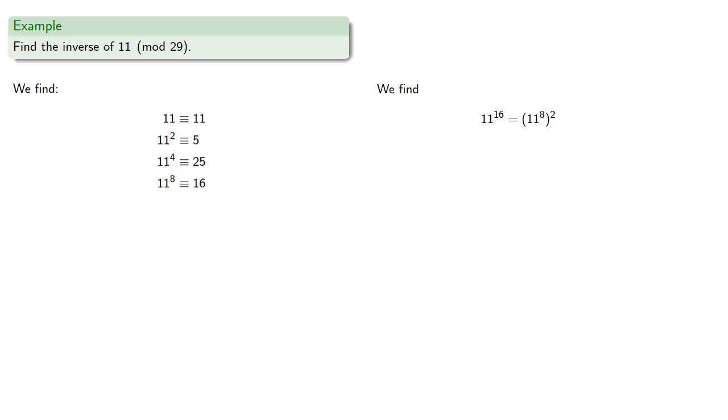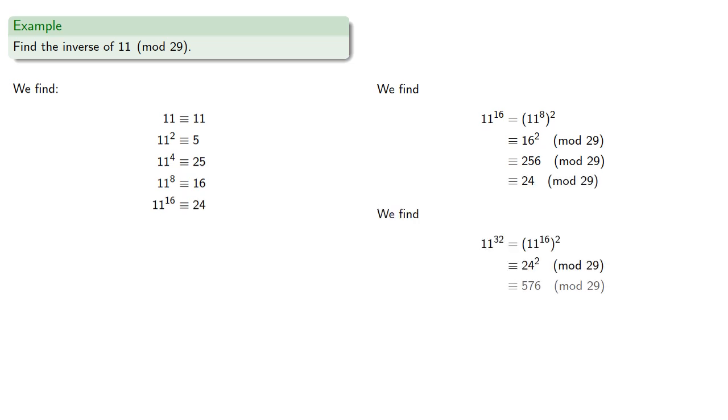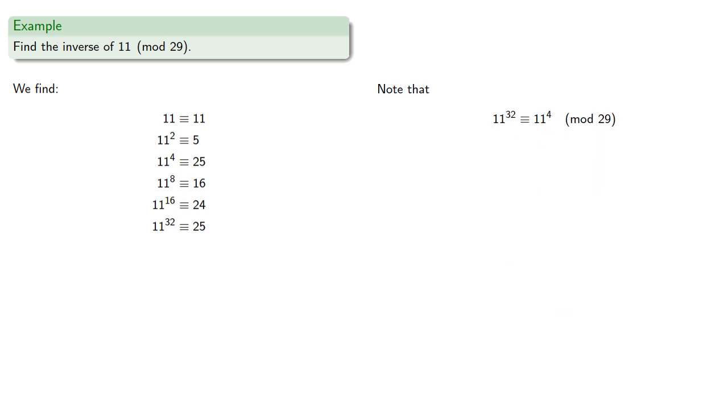11 to the 16th will be, 11 to the 32nd will be, and notice, as promised, we have 2 powers that are the same. And so we have 11 to the 32nd must be congruent to 11 to the 4th. So if we reduce both sides, we'll get 11 to the 28th congruent to 1 mod 29, and that says that 11 times 11 to the 27th is congruent to 1.